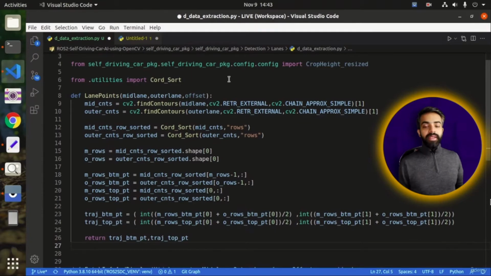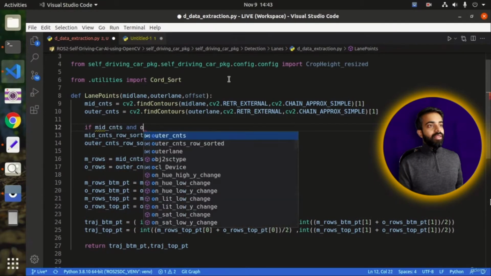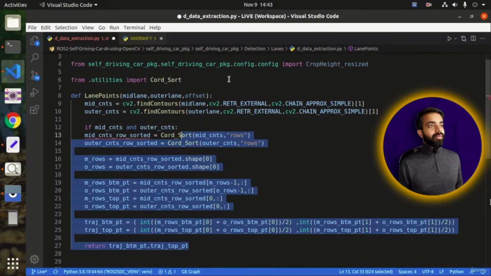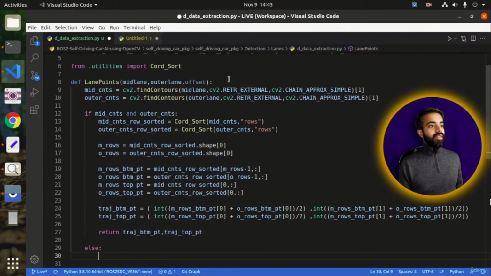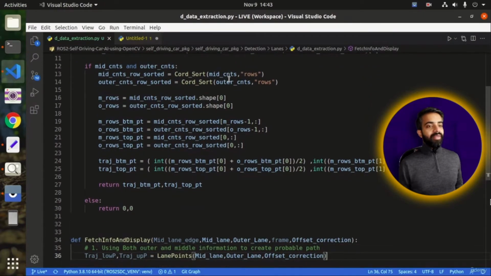Now we need to also cater for the case where either one of those, the mid lane and outer contours, were not present. To cater for this exception, we simply say that if mid contours and outer contours are present, then do all these operations. Otherwise, simply return 0 and 0 as dummy trajectory points. And once we have done this, we are done with our first step.